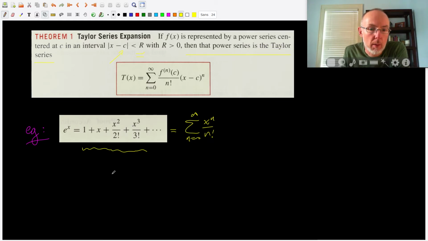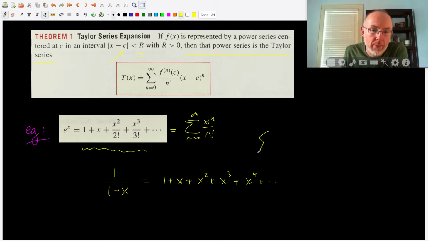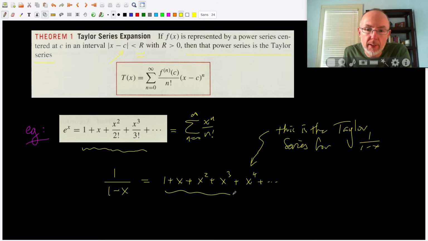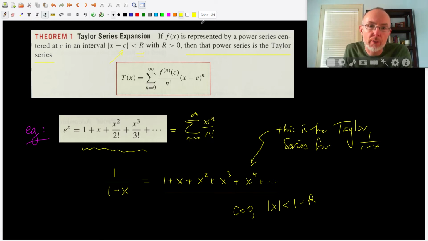Here's another example. Remember, we know from the previous section that the geometric series sums to 1 over 1 minus x. So if we take this simple function, 1 over 1 minus x, we can write down a power series for it. And what this theorem is saying is that this is the Taylor series. All right? We derived this series some other way, but the fact that we have a power series with a center and a radius of convergence, remember the center here was 0 and the radius of convergence was 1, because the series converged when the absolute value of x is less than 1. As long as we've got something of that form, then the series we're looking for is a Taylor series.